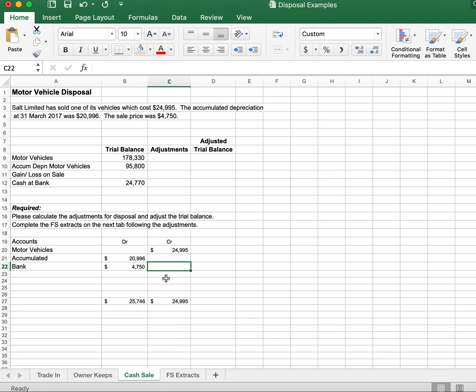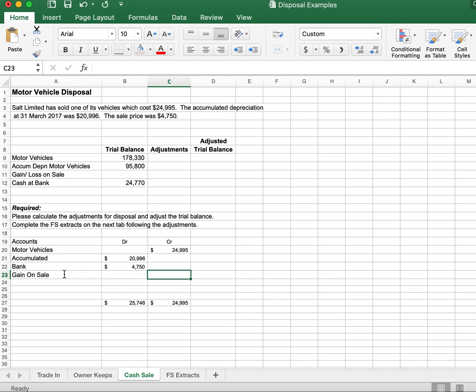Therefore, now we can work out what the difference is, and it looks like the difference is going to be a gain on sale, because we're going to need a balancing figure there. It's the difference between this and 24,995. So that does balance it, and that gives us the gain on sale.